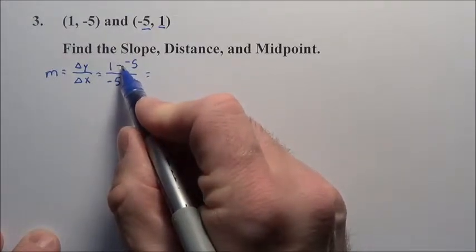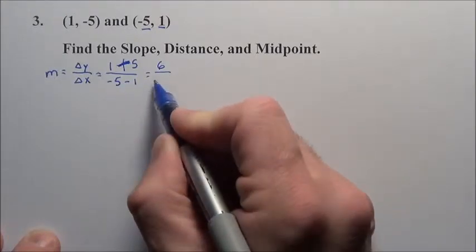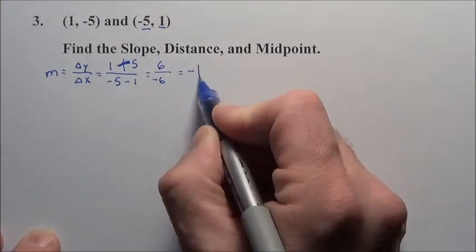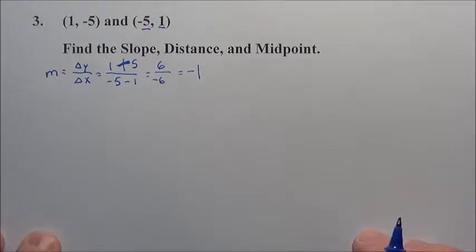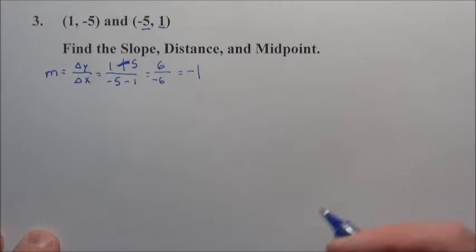Let's see what this gives us. That changes to a plus, so I get 6 on top. Negative 5 minus 1 is negative 6. Boom. We have a slope of negative 1. That means it goes up 1 to the left 1, up 1 to the left 1. That's just its slope. Easy to calculate.